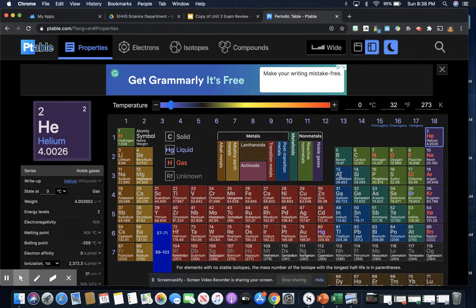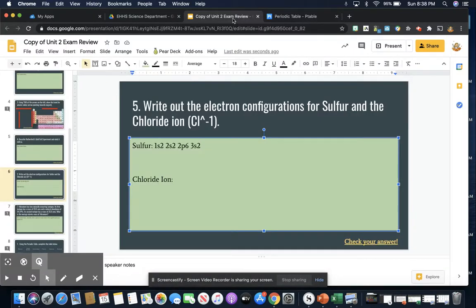3p, 1, 2, 3, 4. Okay, so I've made it to sulfur. 3p4. And that is the electron configuration for sulfur.